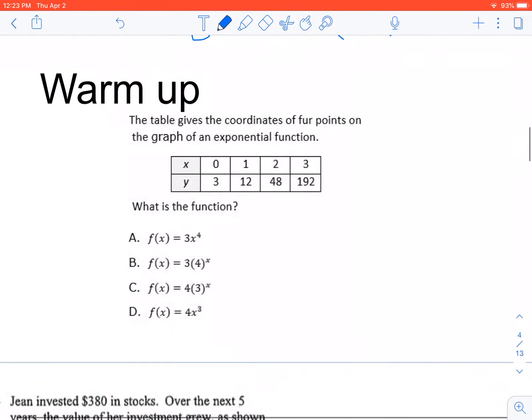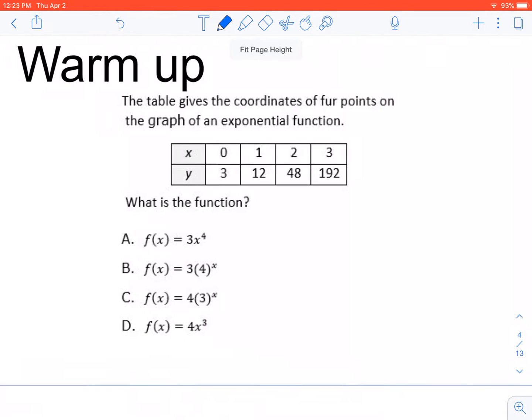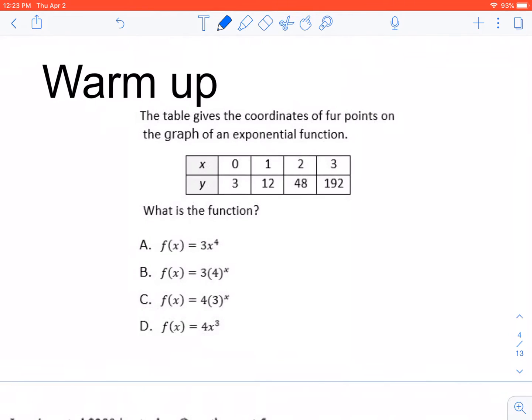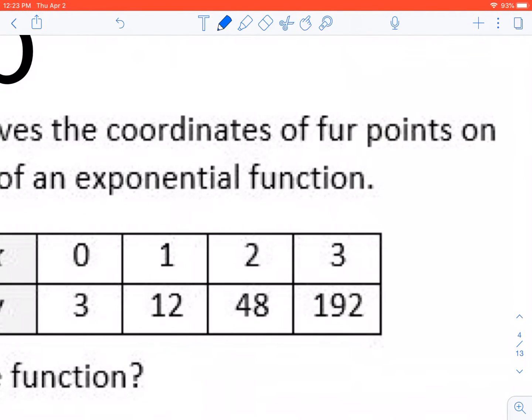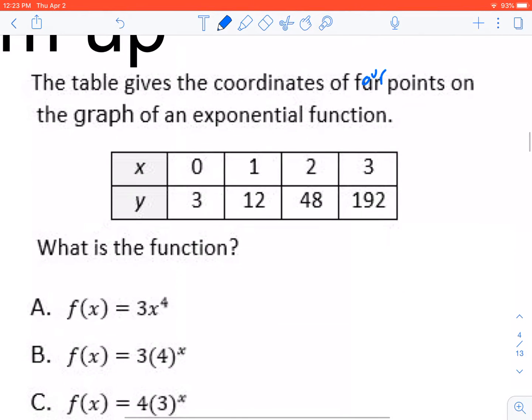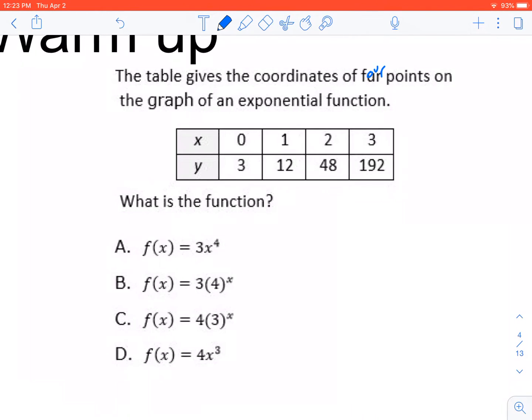All right, here's another one. The table gives the coordinates of, oh, that is not how you spell 4. It's kind of funny though. 4 points on the graph of an exponential function. What is the function? So if you know a little bit about graphing, this is going to help you.